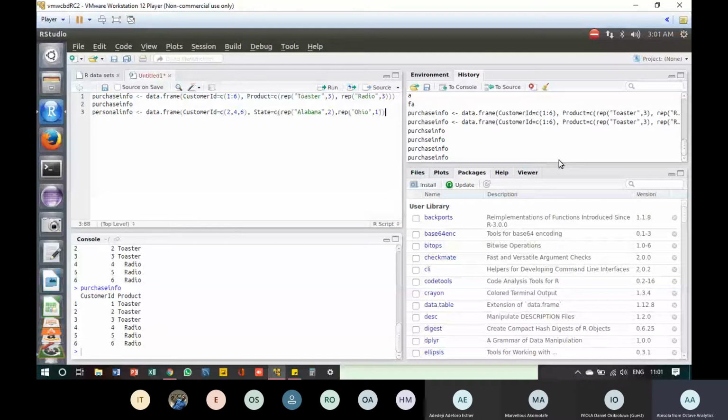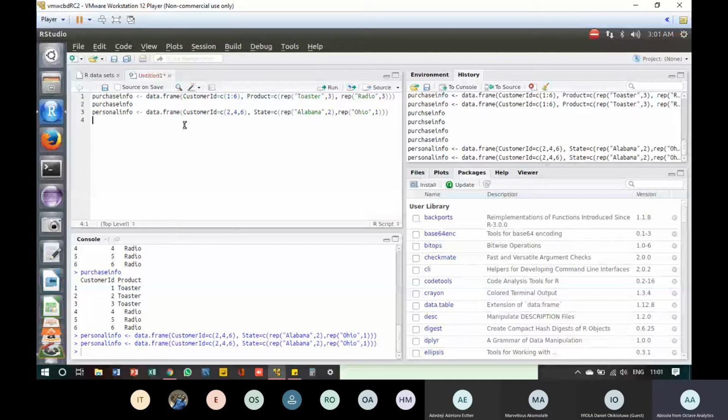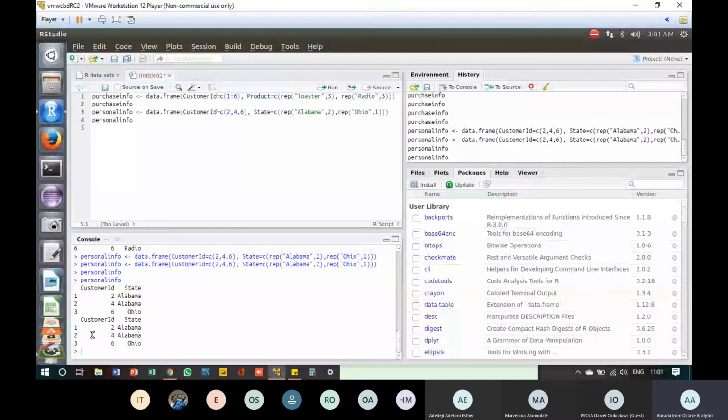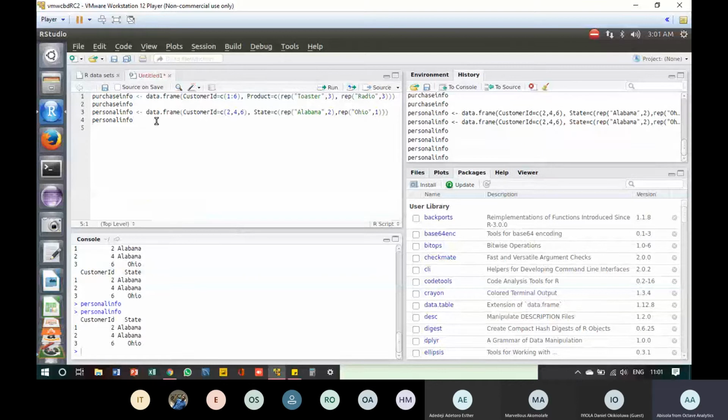Okay. So let's make sure we run this. Control Enter to run it. Then personal info, to be sure we've created it. Personal info. Yep. So here we have customer ID and state. This is not supposed to show twice. Sorry. I don't know what is wrong with my R. So this is it. Customer ID and state. So we have 2, 4, 6 and we have the state. So that's our customers' personal information.